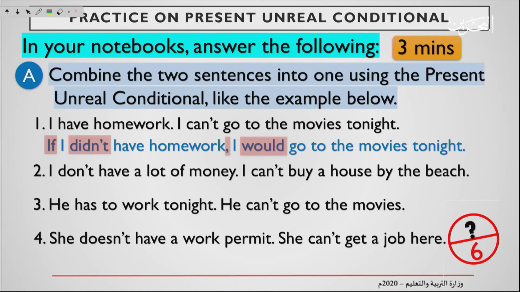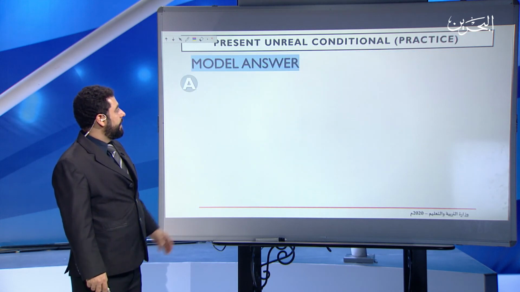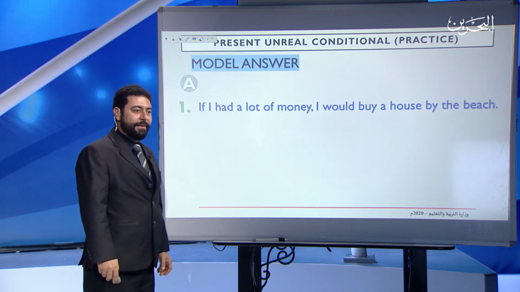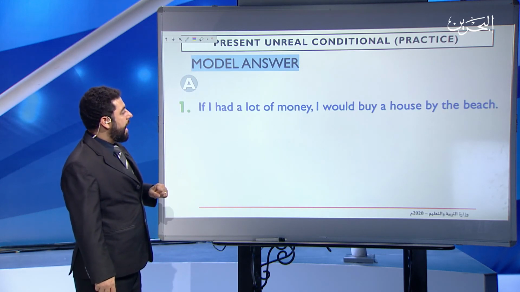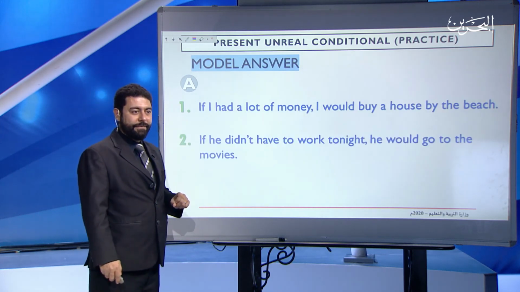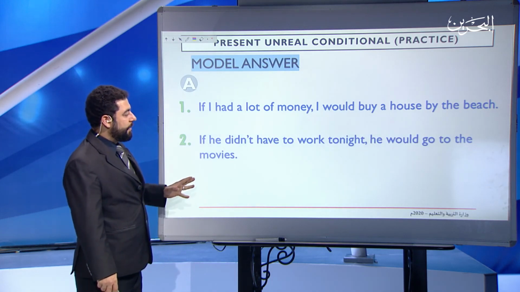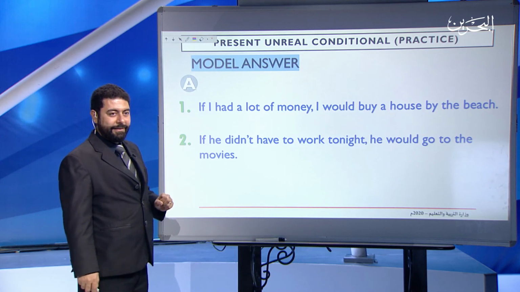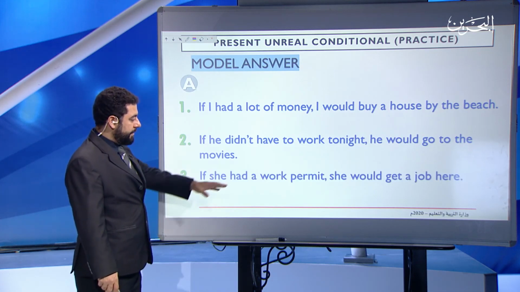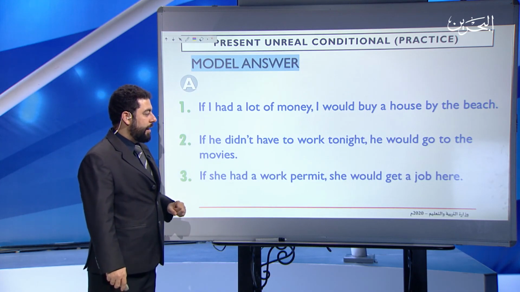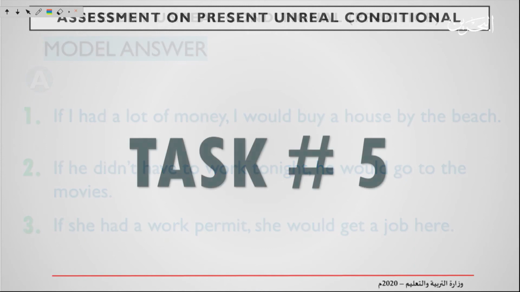All right, now let's check the model answer. So, the model answer for question A. Number 1. If I had a lot of money, comma, I would buy a house by the beach. The second one. If he didn't have to work tonight, comma, he would go to the movies. Third one. If she had a work permit, comma, she would get a job here. Now correct yourself out of 6 and let's carry on.